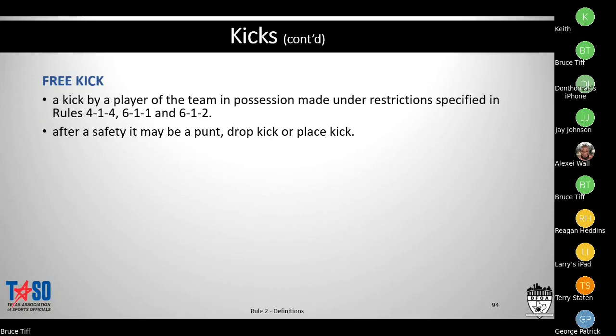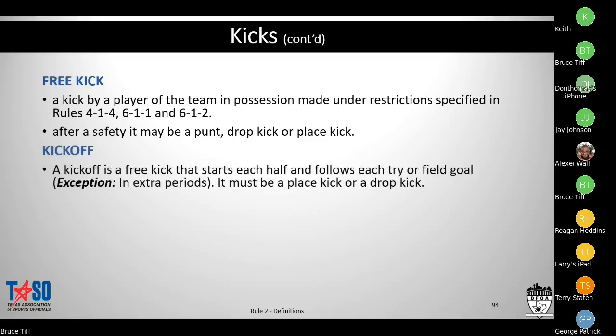Free kick, a kick by a player of the team in possession made under restrictions specified in Rule 4-1-4, Rule 6-1-1, and 6-1-2. After a safety, it may be a punt, drop kick, or place kick. That probably would have been the way I'd better define that. After a safety, it can be any one of the three.